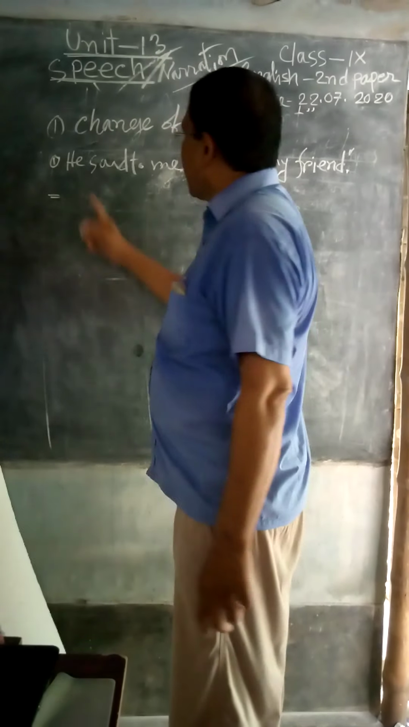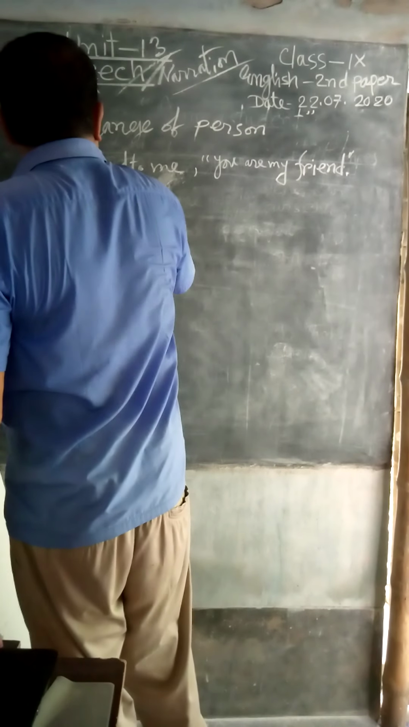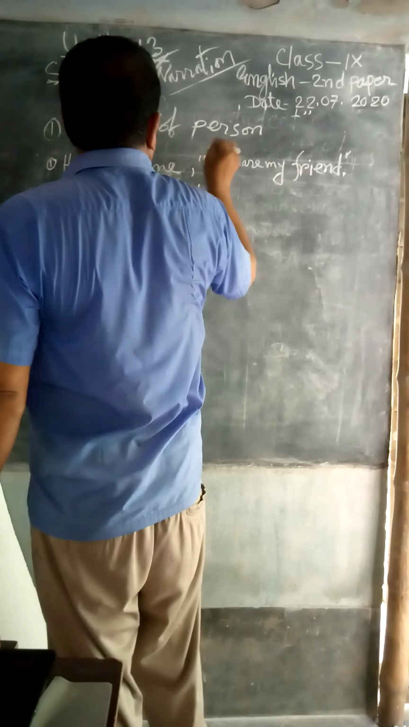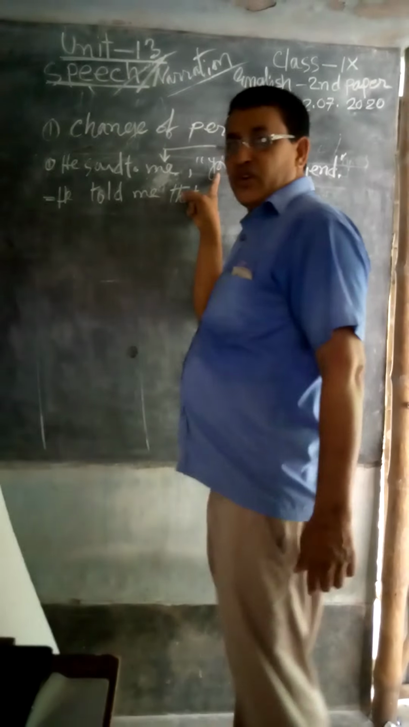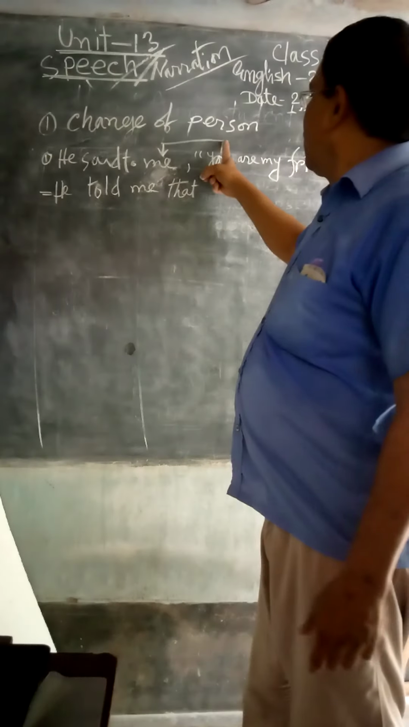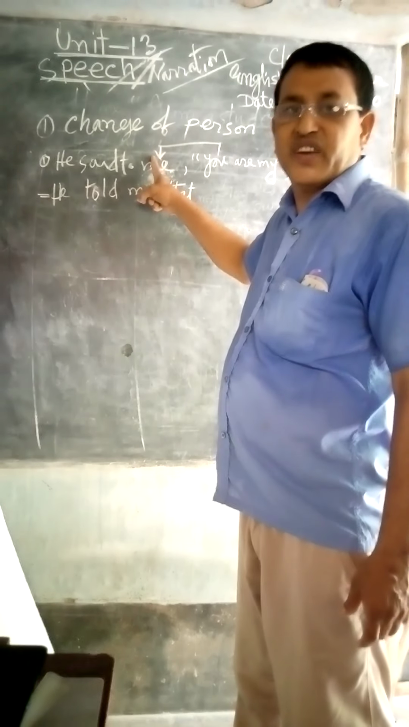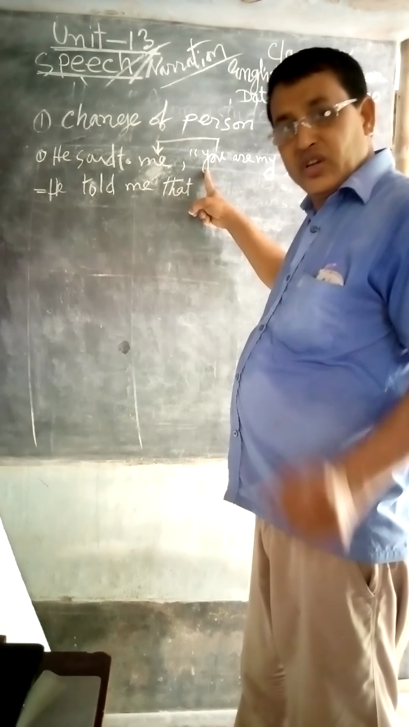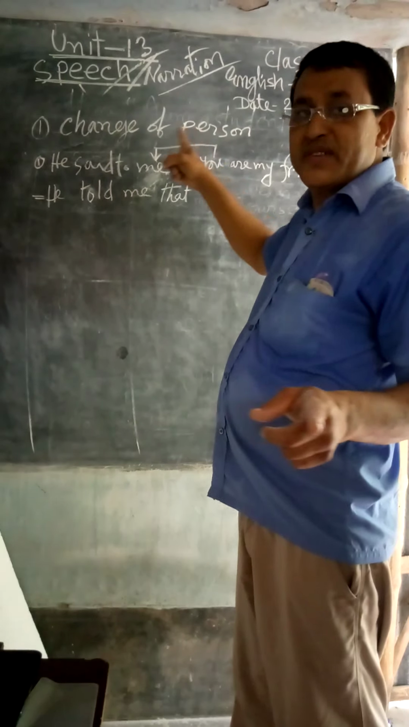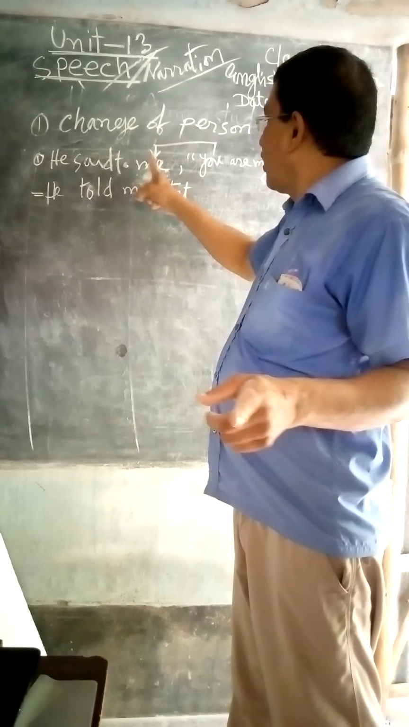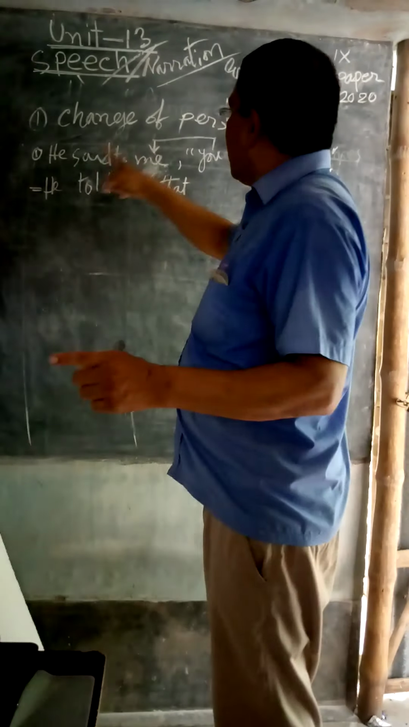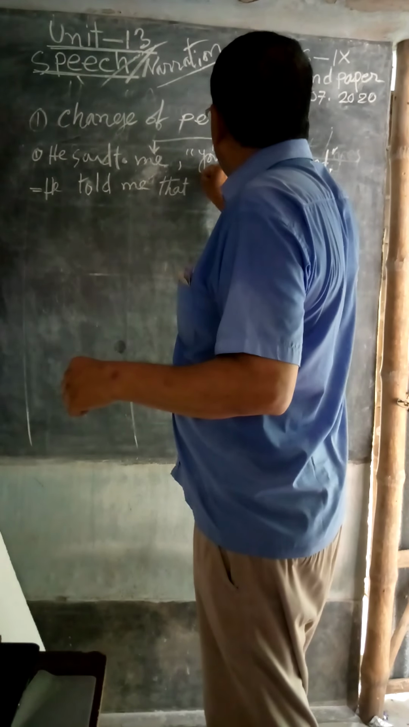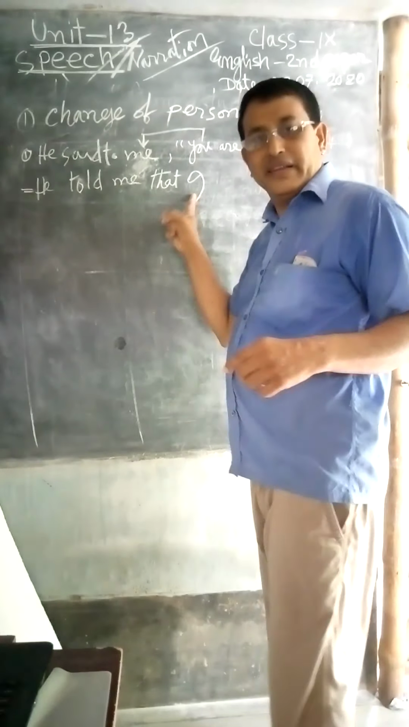We will solve it. He told me that... So "you" is second person. It will change for object or second place. This is why second person will change for second place. That is called object. He said to me, you are my best friend. He told me that I. Me, that is called I.